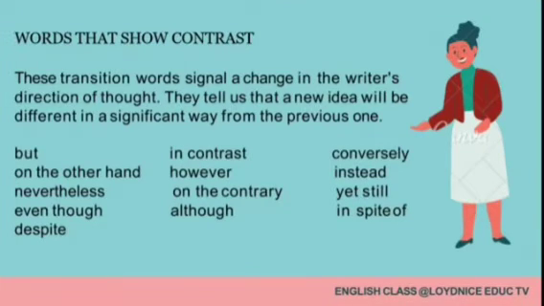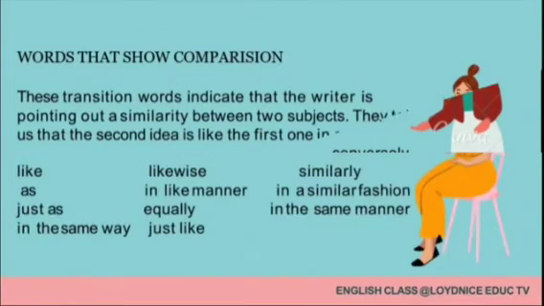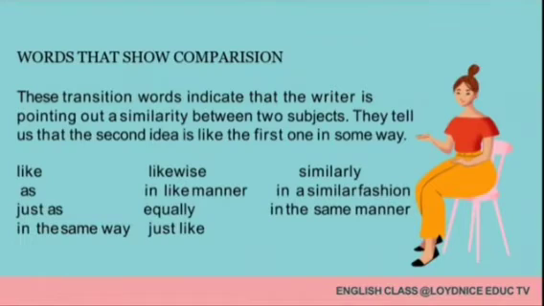Words that show contrast. These transition words signal a change in the writer's direction of thought. They tell us that a new idea will be different in a significant way from the previous one. Examples: but, in contrast, conversely, on the other hand, however, instead, nevertheless, on the contrary, yet, still, even though, although, in spite of, despite.